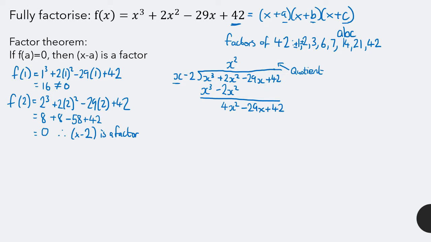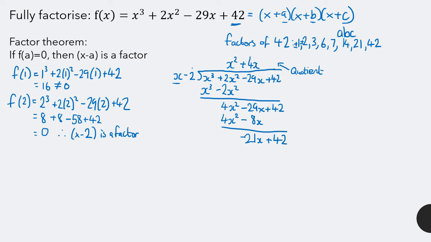How many times does x go into 4x squared now? It goes in 4x times. And then we multiply that 4x by the divisor. So 4x times x is 4x squared. 4x times minus 2 is minus 8x. And subtract. Minus 29 minus minus 8 is the same as plus 8. So minus 29x plus 8x is minus 21x. And then the 42 comes down.